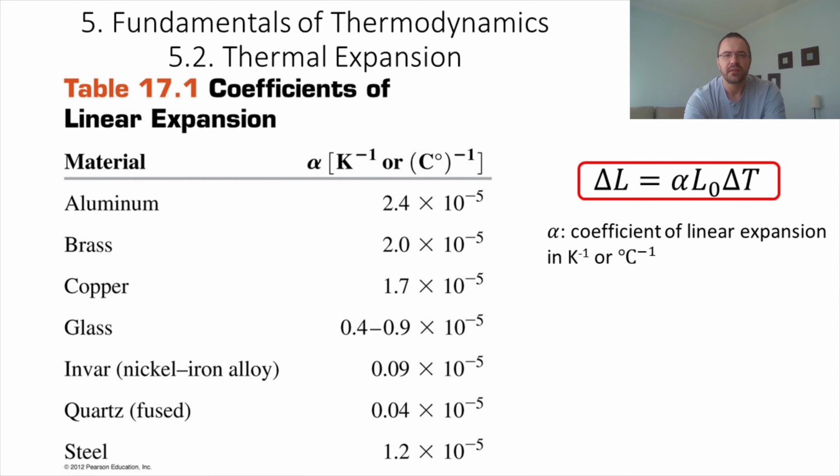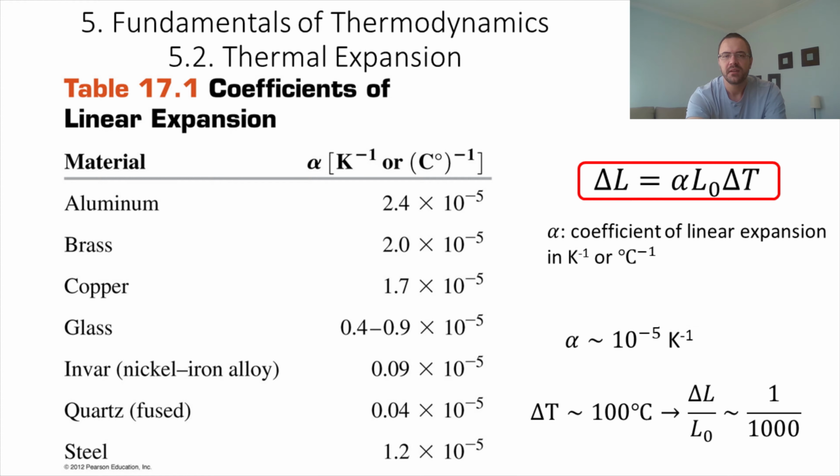So you see that those are really small numbers, right? Alpha is of the order of 10 to the minus 5 Kelvin to the minus 1. So for a delta T of 100 degrees, the relative change of length, delta L over L, will be of the order of 1 in 1,000. So that's a very small effect.